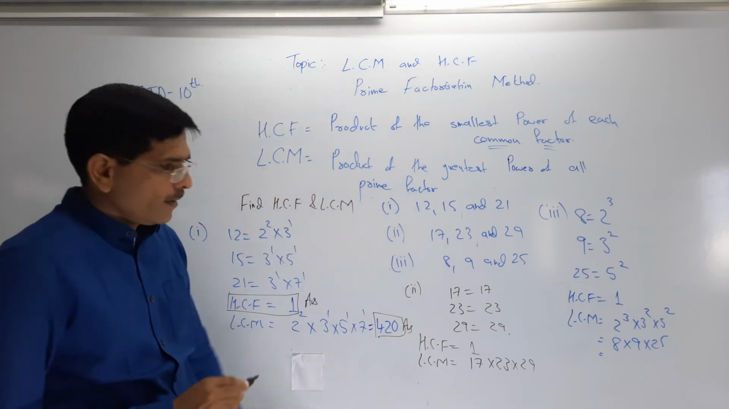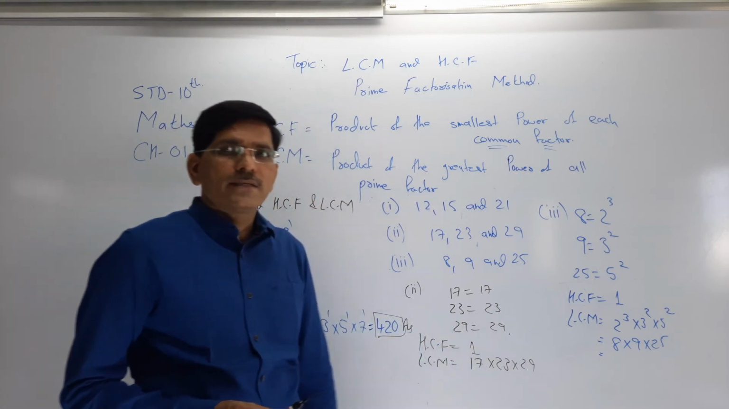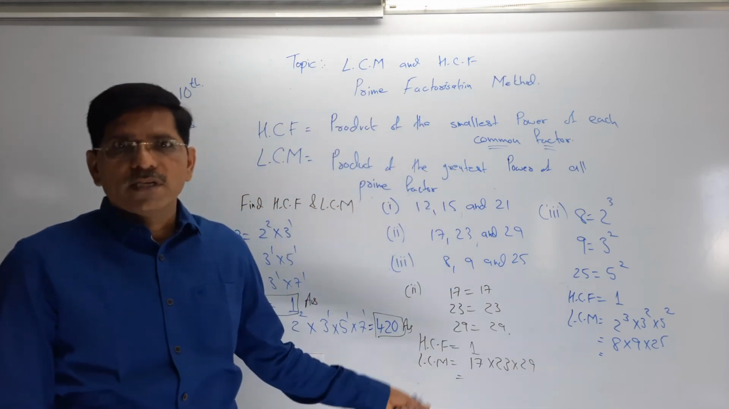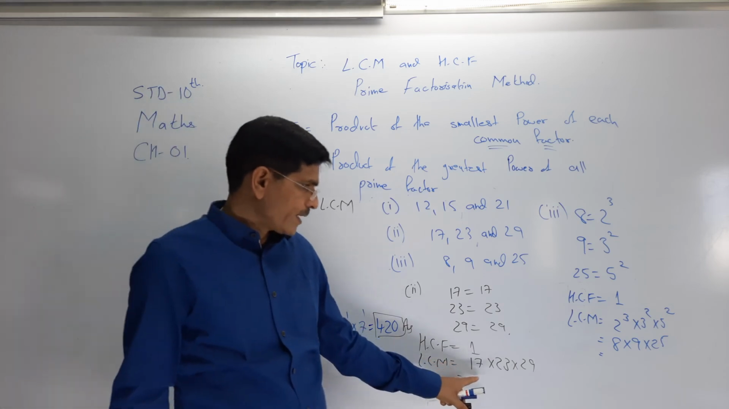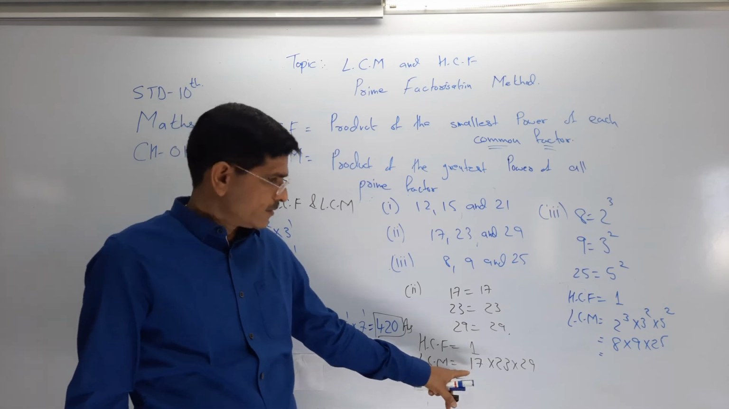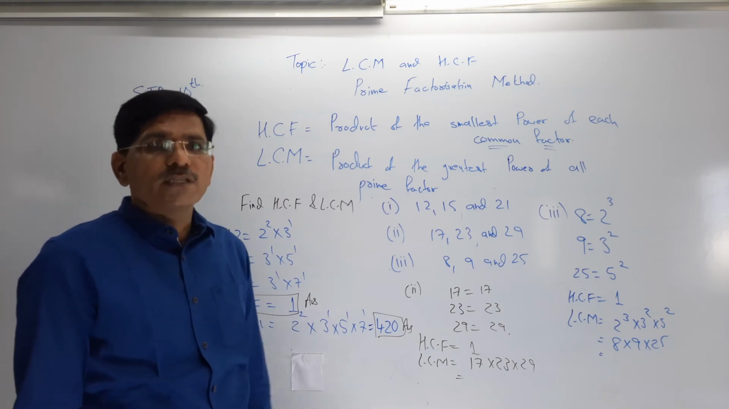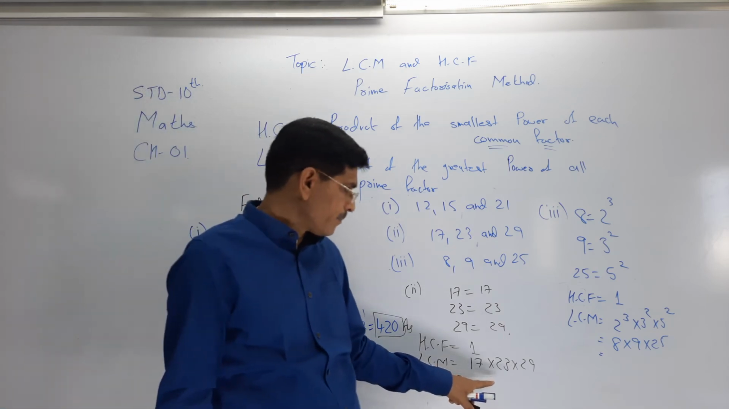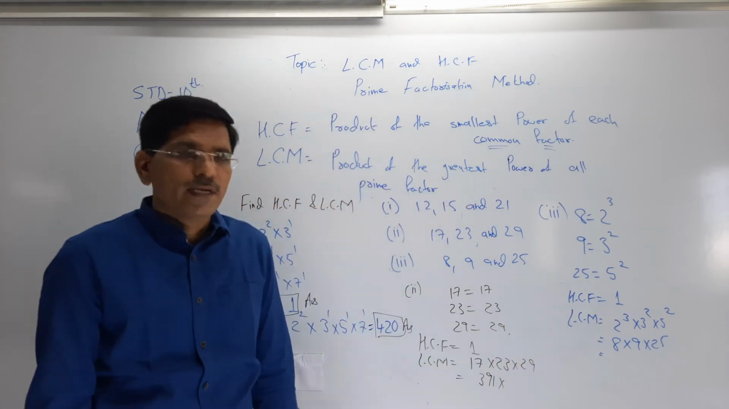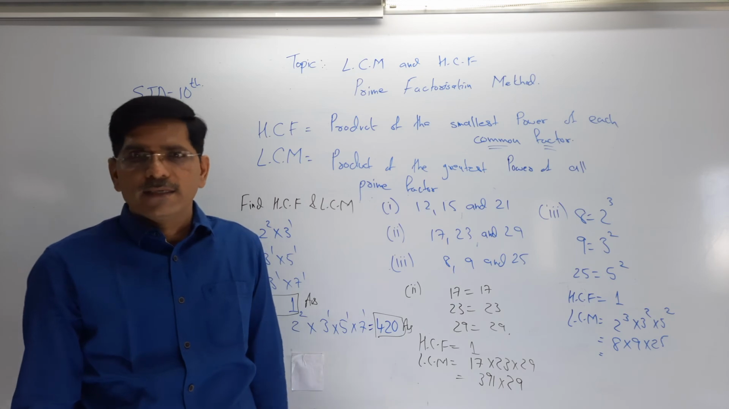Here we have it clear. Here HCF is 1. Now 17, 23, 29. So 17 into 23: 20 minus 3 and 20 plus 3. That is 20 squared, which is 400, minus 9, that is 391. If I multiply 17 into 23, I will get 391. Now multiply by 29 and we can get the answer.